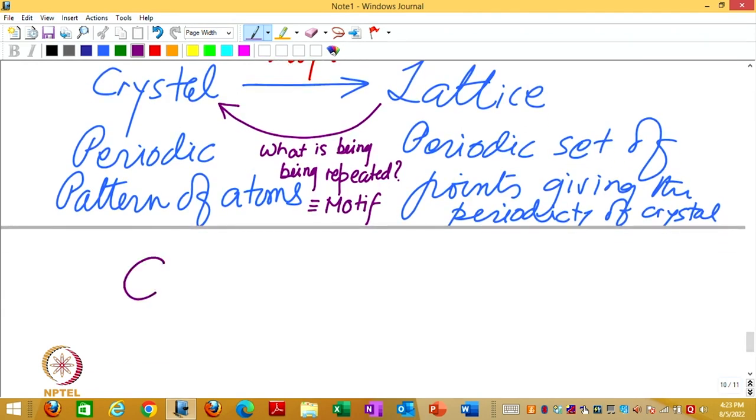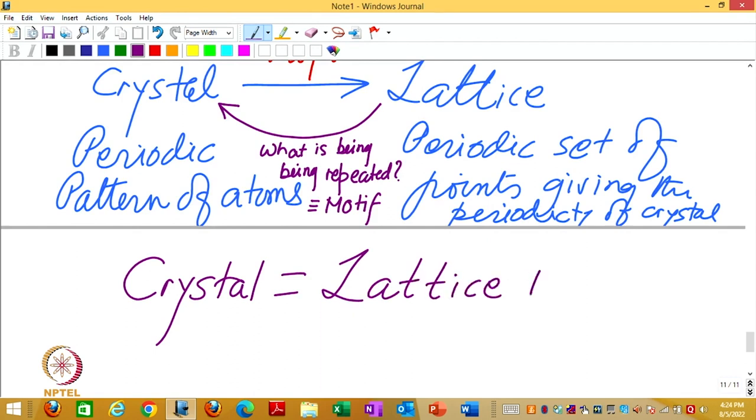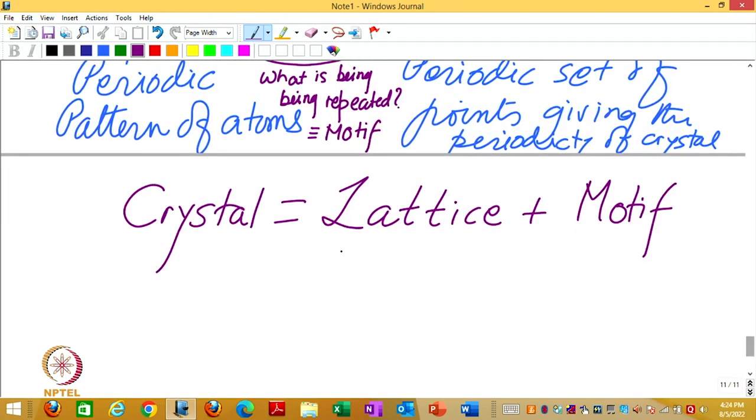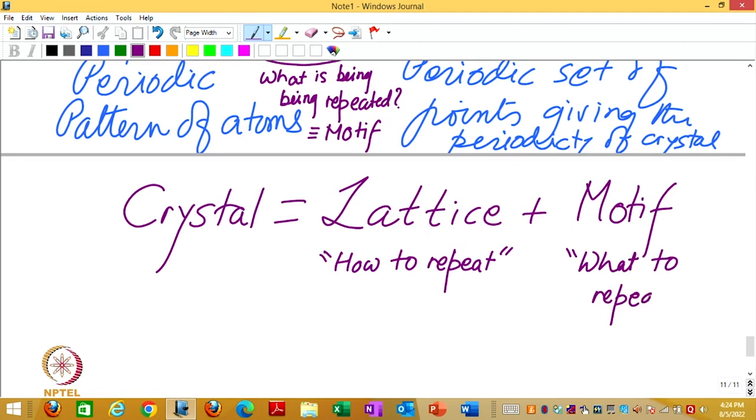So, a sort of mathematical equation, because we like mathematics, although this is not an ordinary plus, we write: crystal is equal to lattice, which gives the periodicity, plus motif, which gives what is being repeated. So, lattice tells you how to repeat, motif tells you what to repeat. And together they give you the repeated pattern, and that is the crystal.